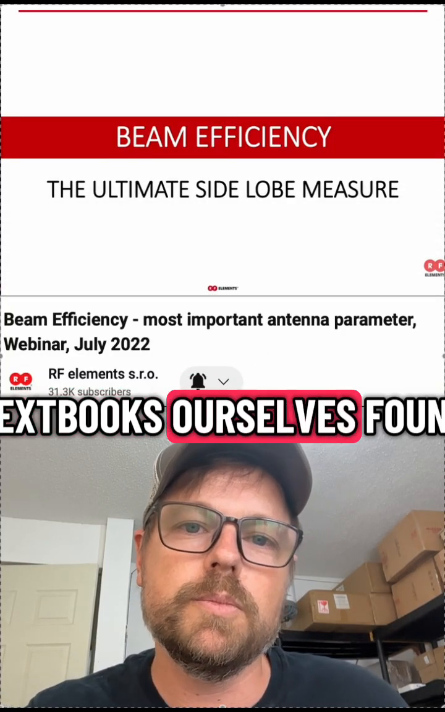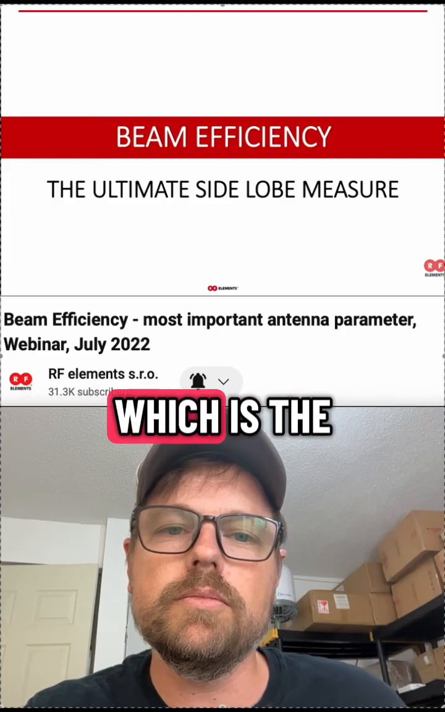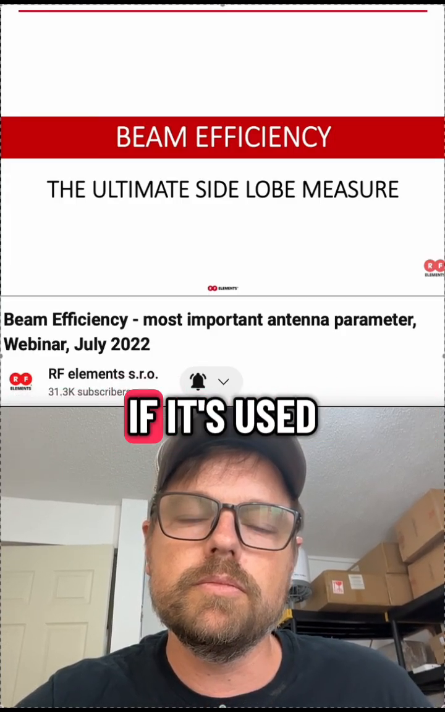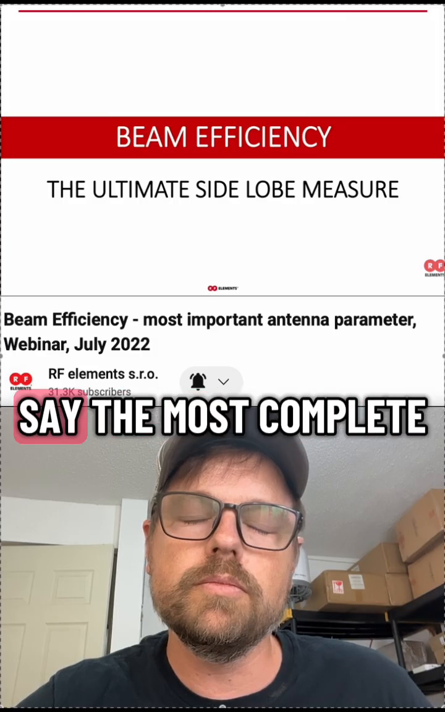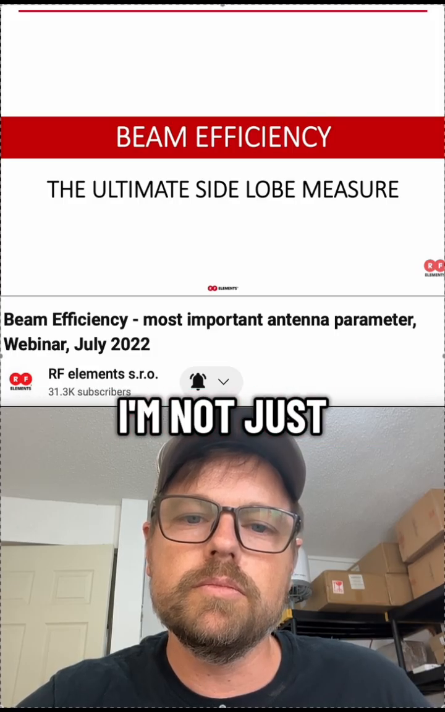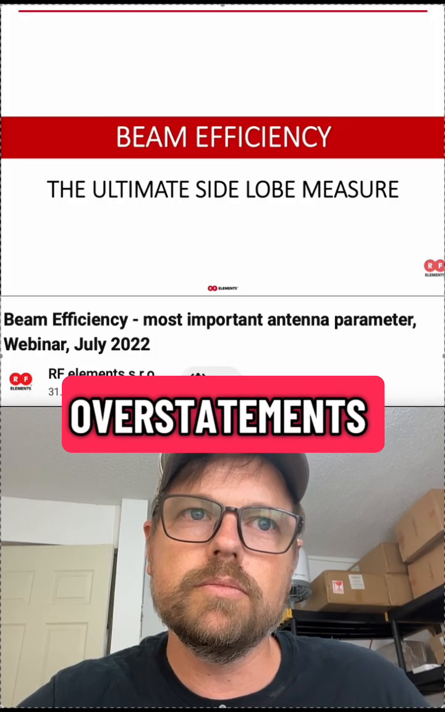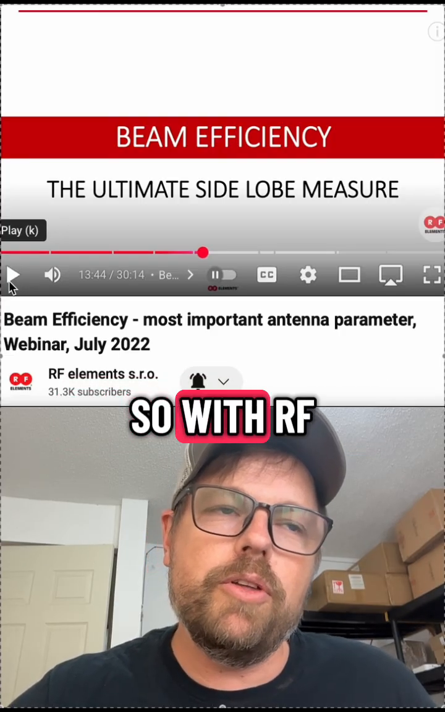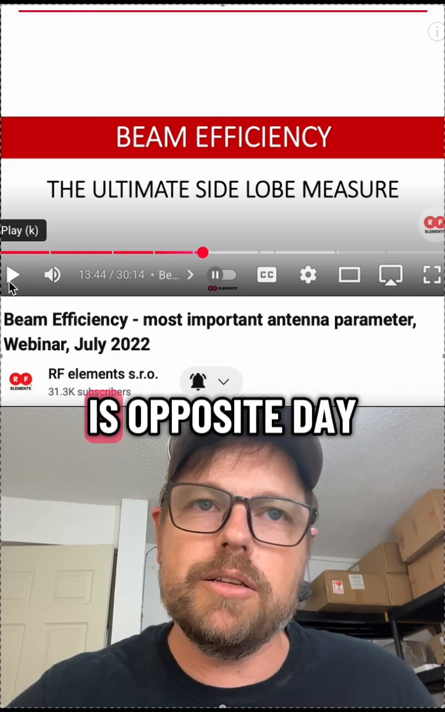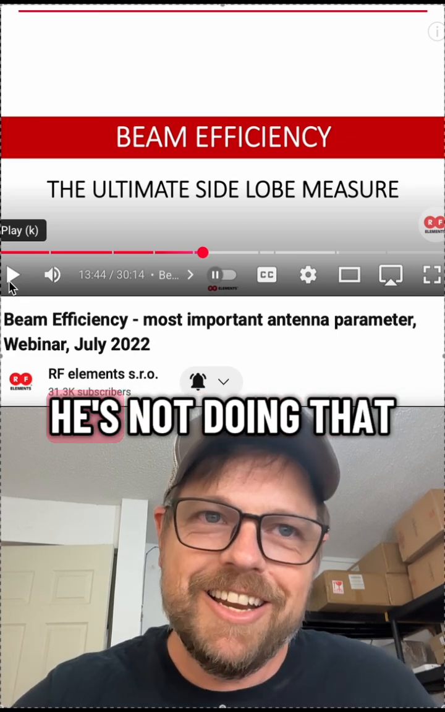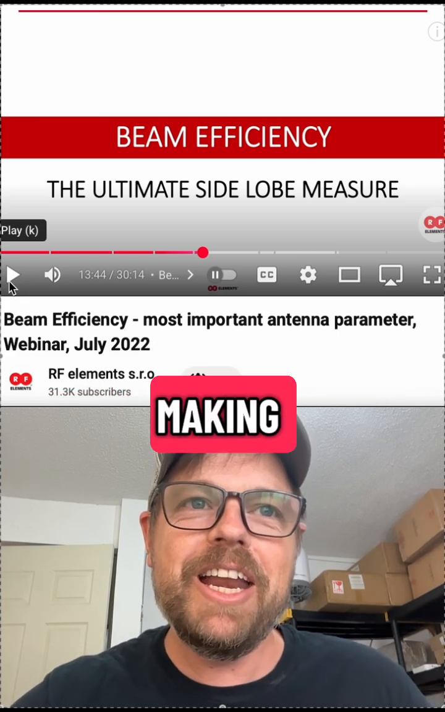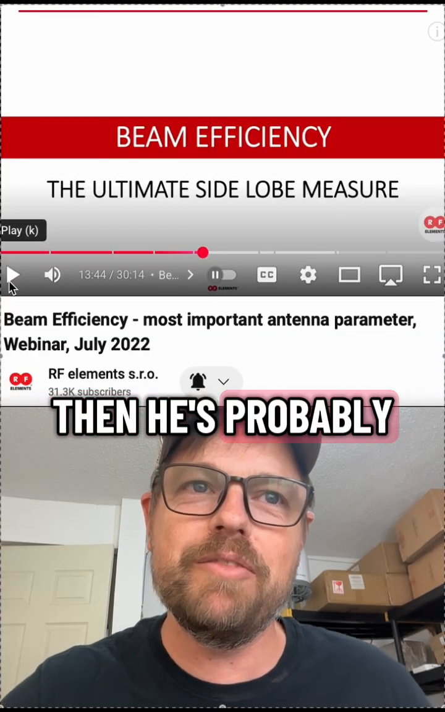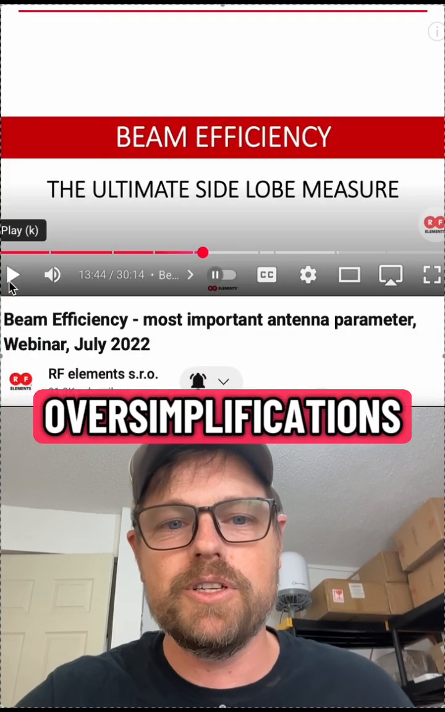Textbooks ourselves found about beam efficiency, which is the most complete measure of side lobes out there if it's used well. When I say the most complete, I'm not just using empty overstatements or simplifications. So with RF Elements, every day is opposite day. If he's saying he's not doing that, if he's not making empty statements and oversimplifications, then he's probably making simple statements and oversimplifications.